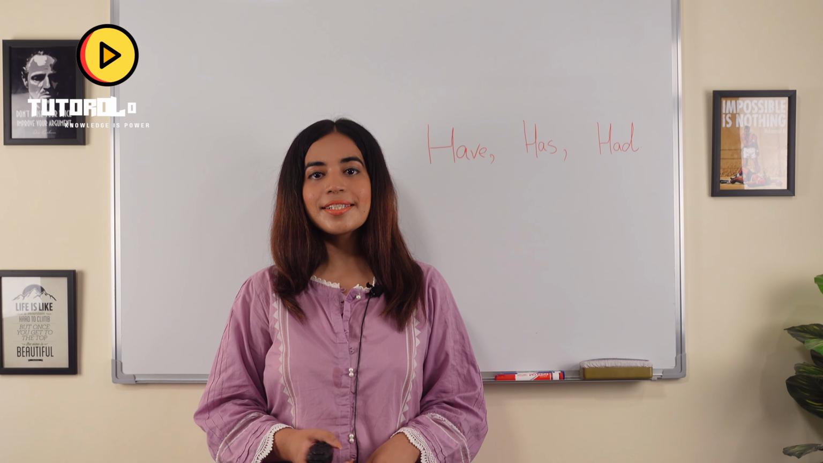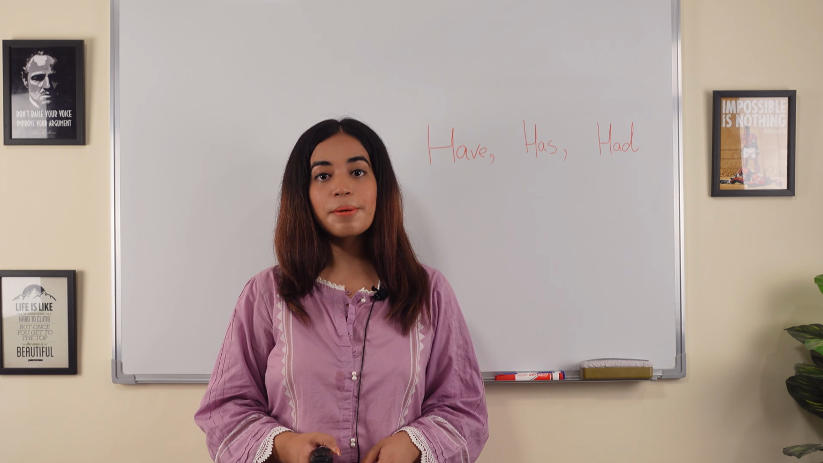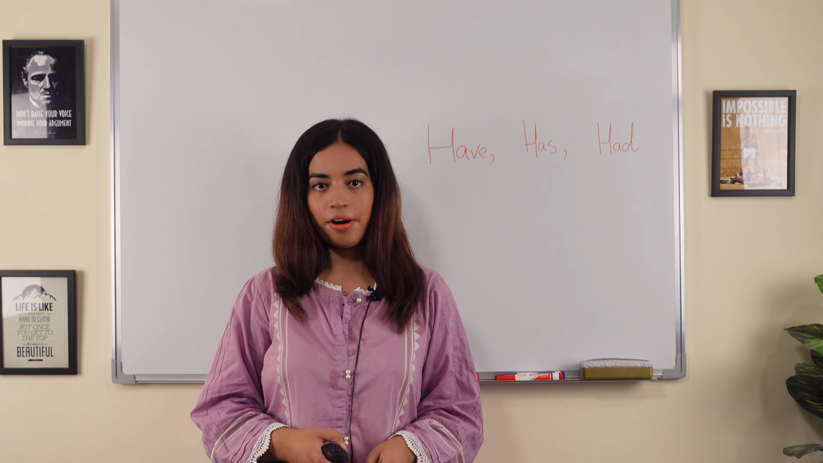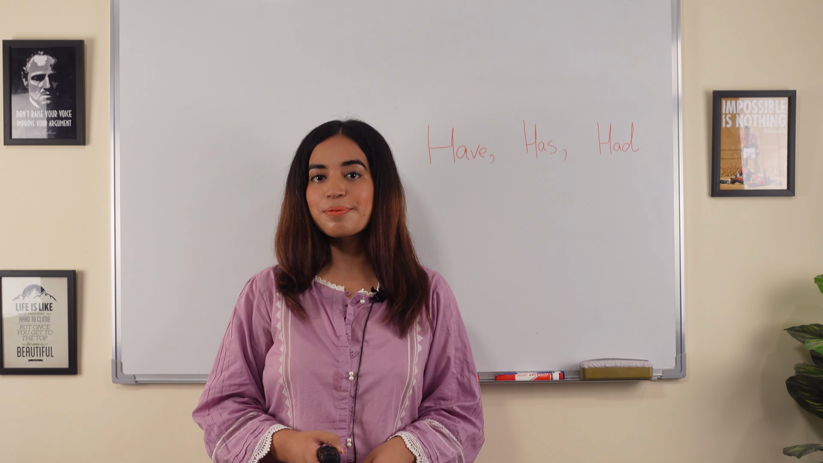To begin, let's understand what have, has and had mean. At their core, these verbs denote possession or ownership. For instance, I have a car or she has a dog. But they also have other uses which we'll explore today.